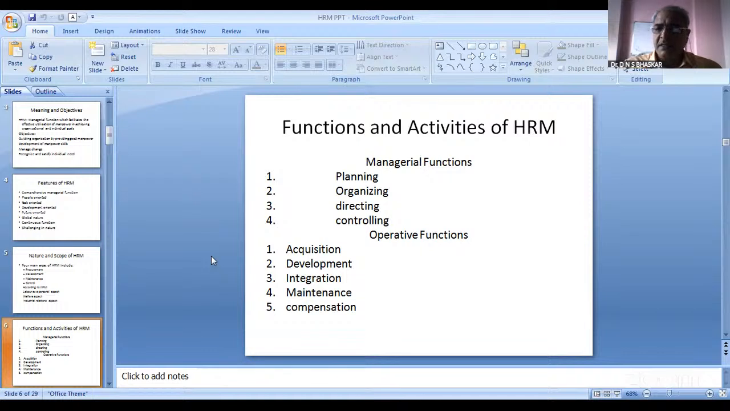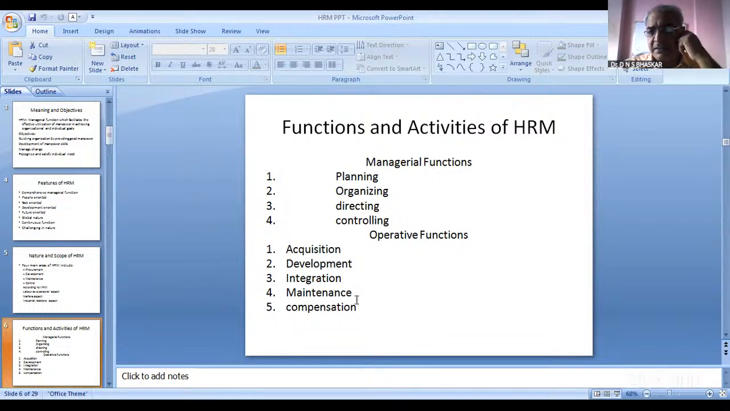On this particular topic, a separate unit is there. In that unit, you will be able to understand the manpower planning aspect. Then the second one is organizing. Whenever you are talking about the organizational aspect, then definitely how you can organize.